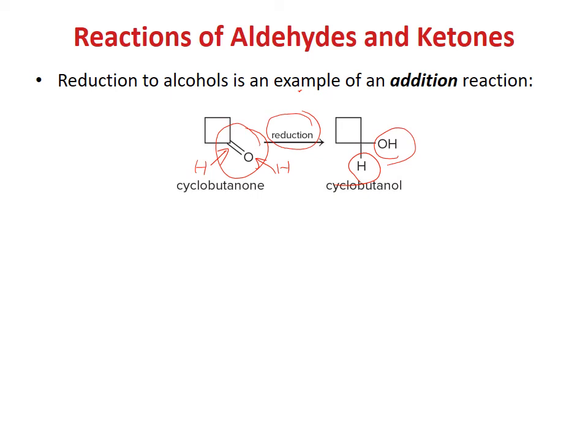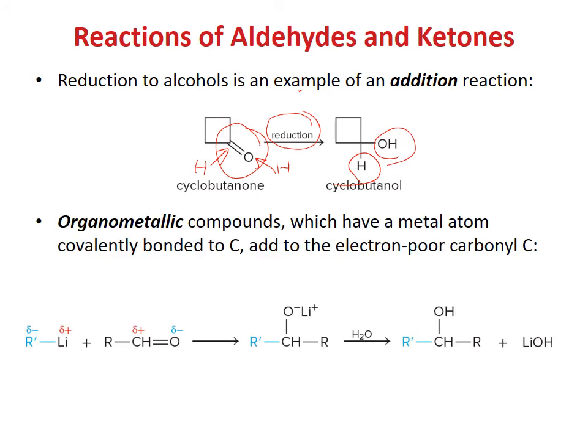Now, one of the very useful reactions for aldehydes and ketones is that they react with organometallic compounds. So here is an organometallic. R prime is an alkyl group, so it can be CH3. When this combines with lithium, which is a metal, it always loses an electron, so it has a positive charge. It loses the electron to carbon, so the carbon has a negative charge. So in an organometallic compound, the alkyl group has a negative charge.